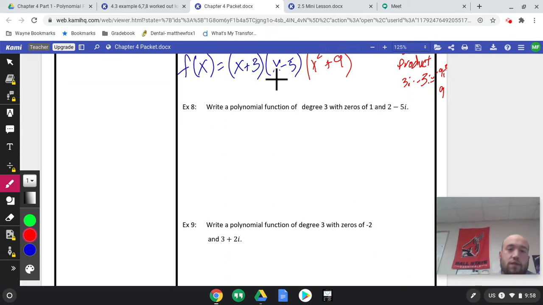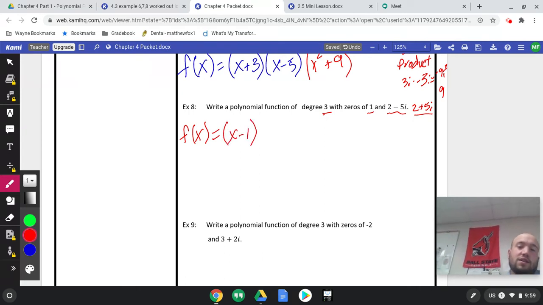So, for example 8, we know, once again, it's going to have a 0 at 1. It's degree 3. Here's the second 0. It's got to be the conjugate of that. So the 2 stays the same. It was minus 5i, so it'll become plus 5i. That's our second imaginary 0, our complex 0. So we know it's still going to start off f of x equals, and this one at the front, that one's easy, x minus 1.